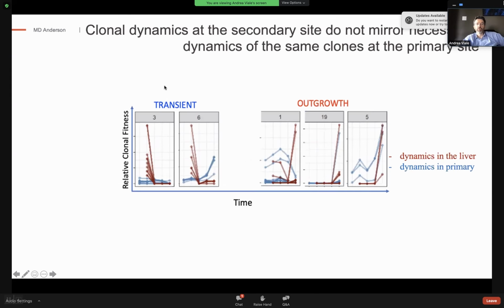And again, this clonal dynamics at the secondary site, here in red, is not necessarily mirrored by the dynamics in the primary, in blue. So for instance, for transient metastasis, you can clearly see that we have clones that are collapsing in the liver but are expanding in the primary, or vice versa, clones that are sustaining the outgrowth in the liver are disappearing or have a loss of fitness in the primary tumor.